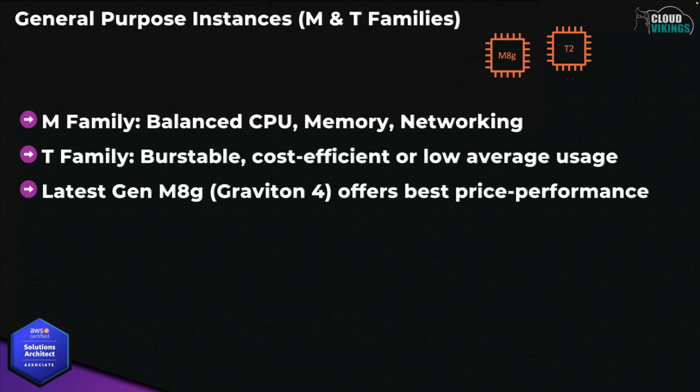Now, still in this general purpose family, the newest generation at the time of recording here is the M8G, which is powered by AWS's latest Graviton 4 processors. AWS states that M8G instances deliver the best price to performance in the EC2 general purpose workloads. This means if your workloads can run on these ARM-based Graviton CPUs, you get more compute power per dollar compared to the older instances or older processor variants. We'll discuss Graviton processors and instance generations in more detail shortly, but it's worth remembering that these G instances, like M8G for general purpose and the C8G for compute optimized and so forth, are often the price to performance ratio leaders in their category.